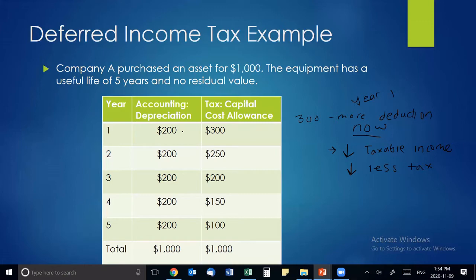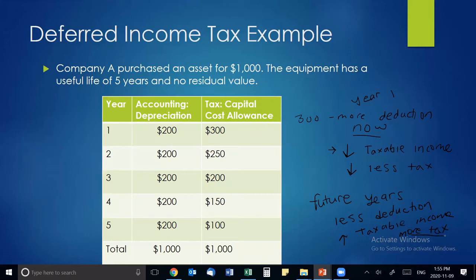versus accounting purposes. But in the future years, because we took such a large deduction, we took $300 this year, in future years, we're going to have less of a deduction available, right? Because we've taken a big deduction first year. We could have taken 0 first year, which would have led to more deduction. In future years, less deduction, which means higher taxable income, which means more tax in the future.